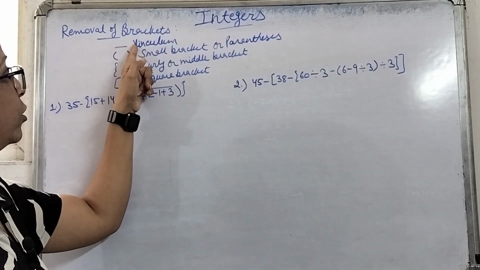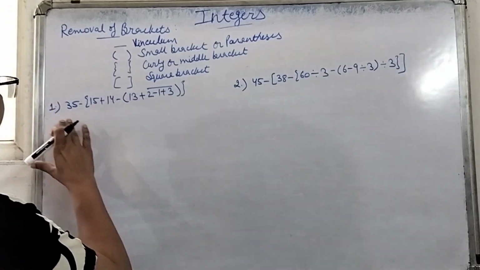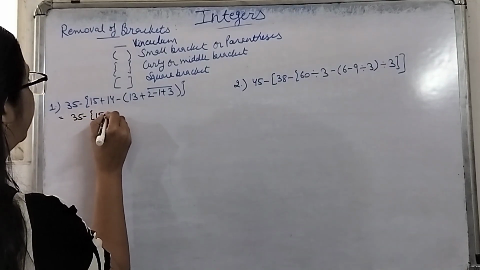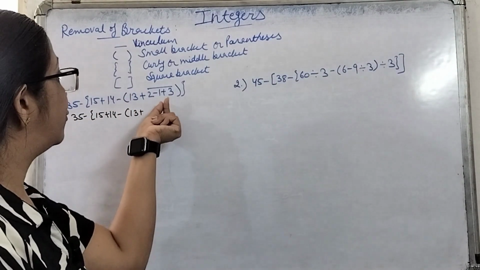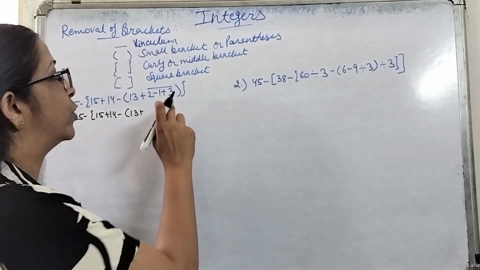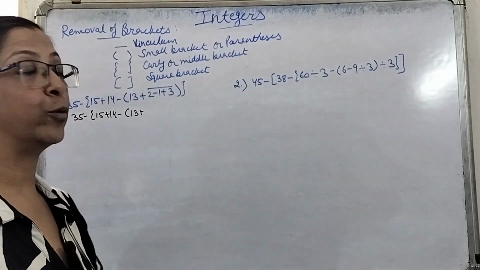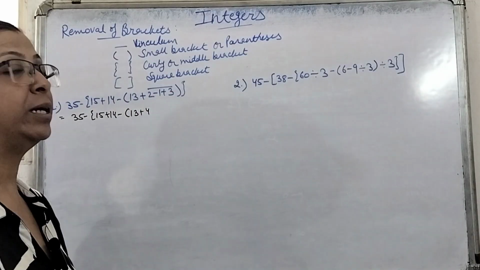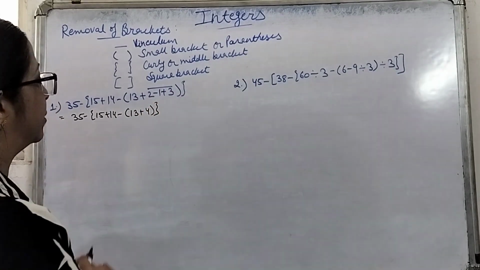First of all, we will be solving the vinculum. That means this part will be solved earlier. Rest all the numbers we will be writing as it is. 35 minus 15 plus 14 minus 13 plus, first of all, minus 1 plus 3. If we will be adding these two integers, minus 1 plus 3 will be plus 2. Plus 2 plus 2 will be plus of 4. That means it will be your 4. This portion if we will be solving, it will be plus 4. Now vinculum is done. We have taken all the brackets.